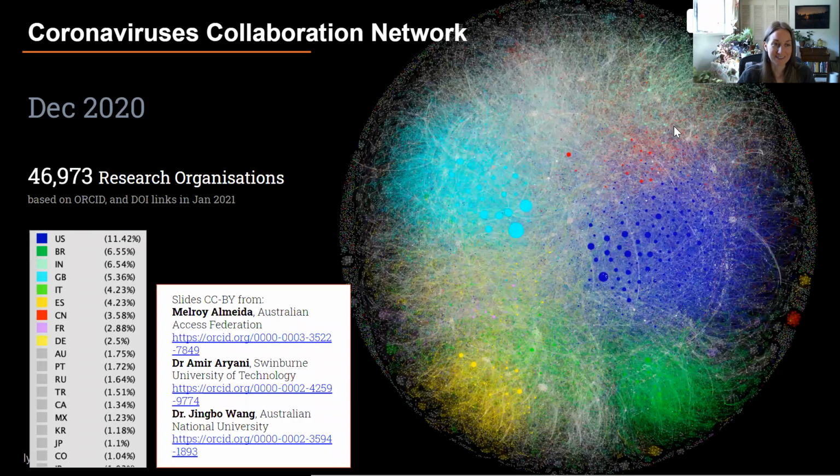And then more recently, as of December 2020, which was just a few months ago, this number of organizations has grown exponentially. There are over 46,000 organizations involved, as you can see. And through this visualization, we can zoom in and actually see the specific organizations that are involved, who is participating, who is collaborating, how many publications have come out, how the research was funded. And we can get this information thanks to persistent identifiers. In this specific case, the data here is coming from ORCID and DOIs.